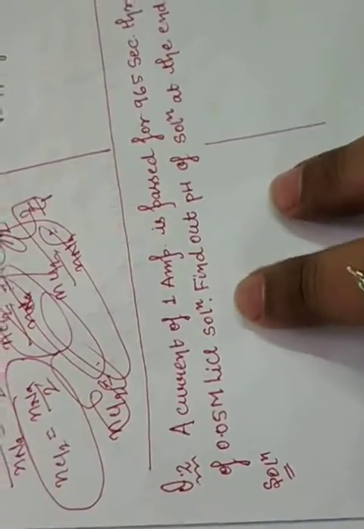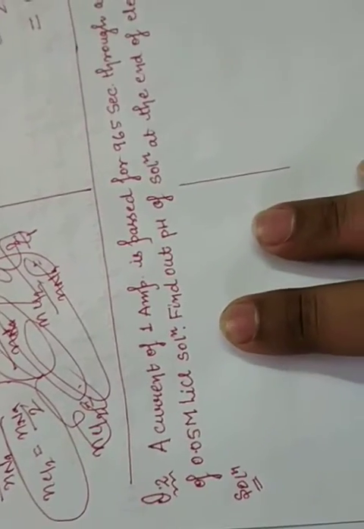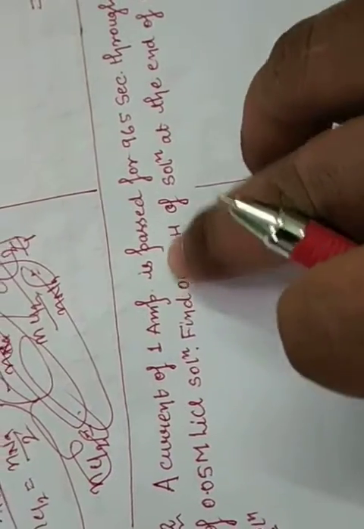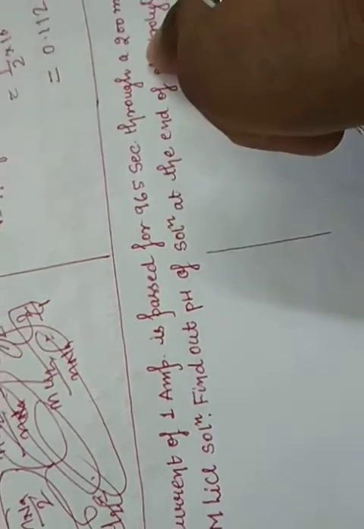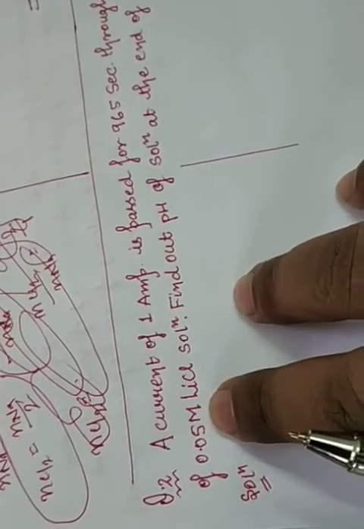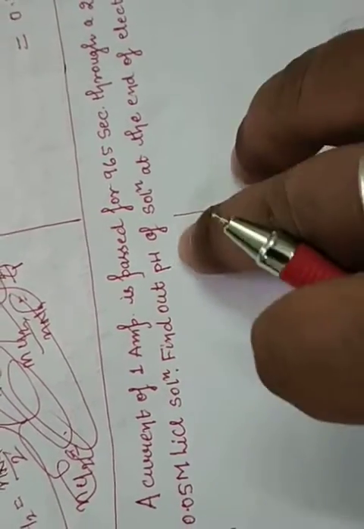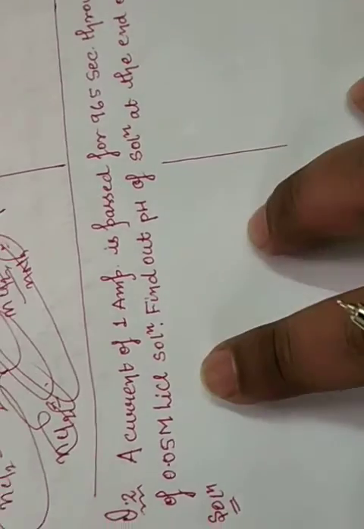Now here, again based on Faraday's first law, a current of 1 ampere, that is I, is given, time is given, and a 200 ml solution, that is volume, is given, and the concentration is given: 0.05 mole LiCl solution. Find the pH. So this is a very interesting question. The pH numerical is there. So just check. There is a LiCl solution.